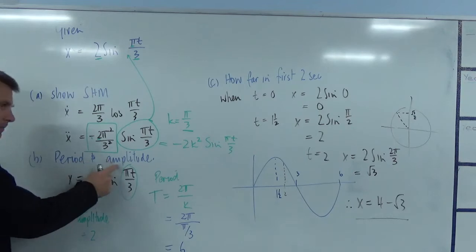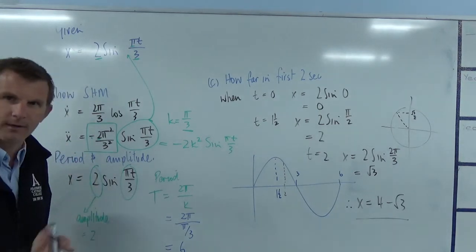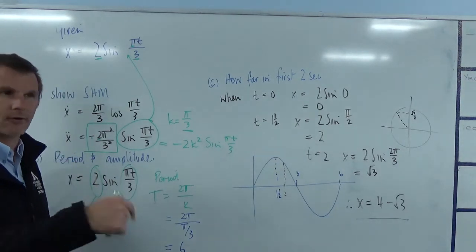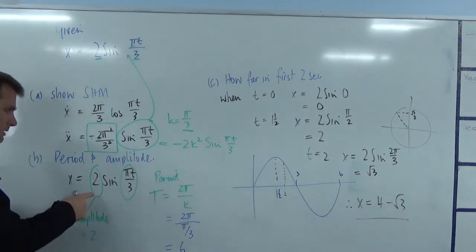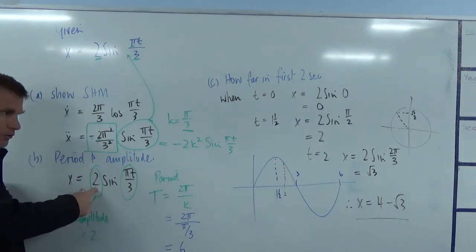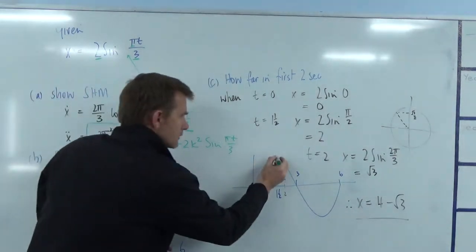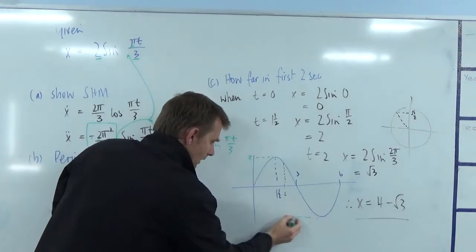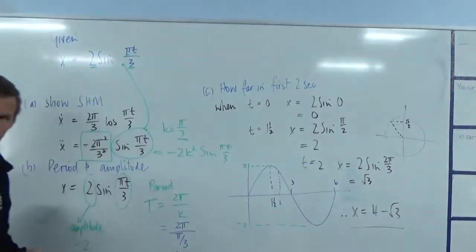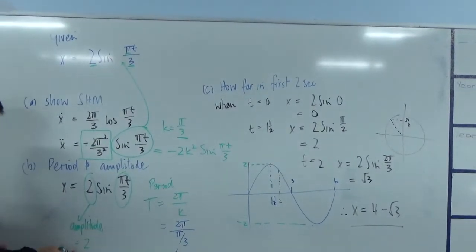It then asks for the period and amplitude. Well, this is not really a simple harmonic motion question. This is a Year 11 methods question, because you've just got to recognise that the 2 there is giving you the amplitude. Have a look at this diagram here. The 2 would be there, and that would be negative 2. So the 2 here is giving you the amplitude.